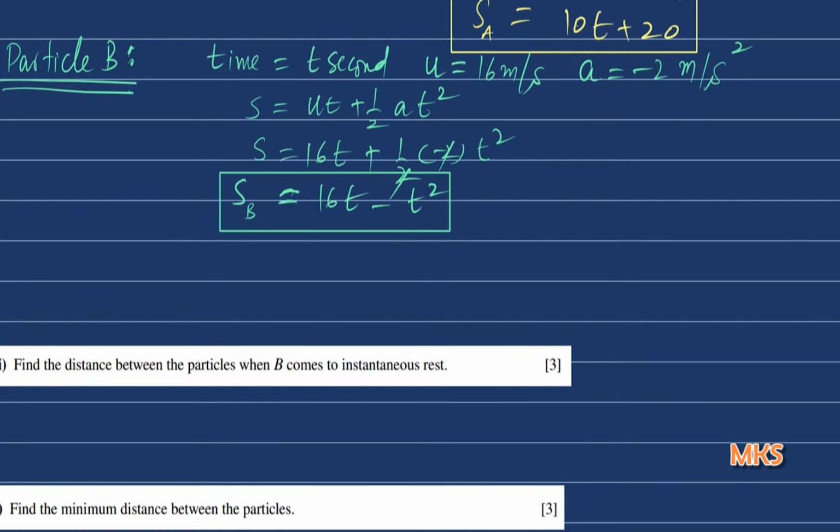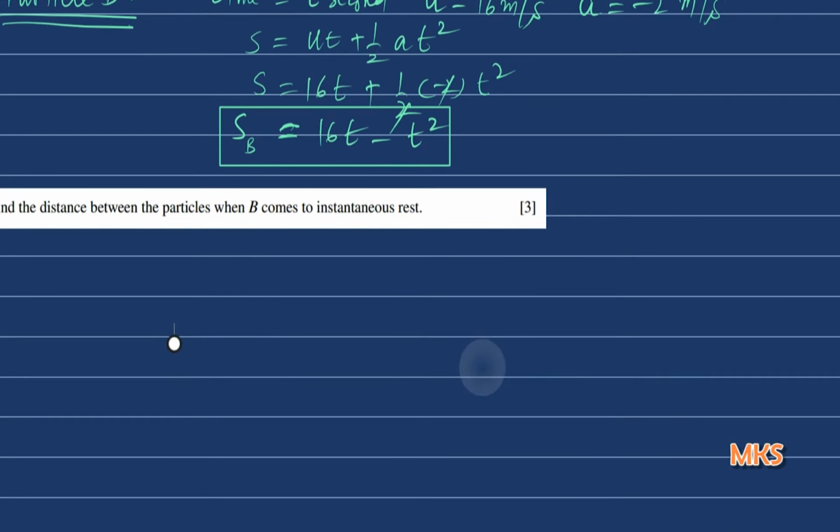Second part is to find the distance between the particles when B comes to instantaneous rest. B comes to instantaneous rest means v is equal to 0. And v of B will be ds of B over dt, meaning the expression of the displacement will be differentiated to find the velocity, which is 16 minus 2t.